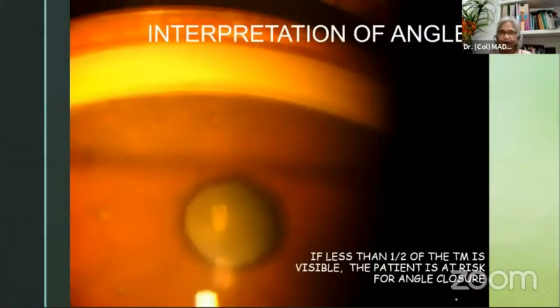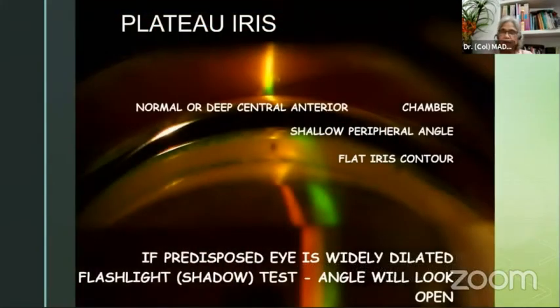Only then we will call the angle occludable or not. Again, I will reiterate, if 180 degree posterior TM is not seen, that means we are dealing with something which is not an occludable angle. Plateau iris, very important thing.